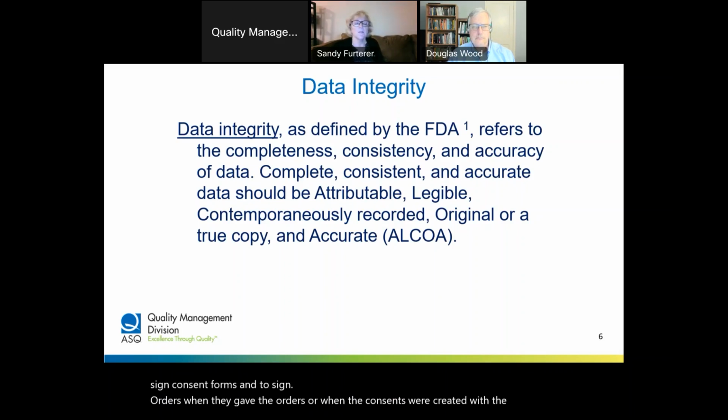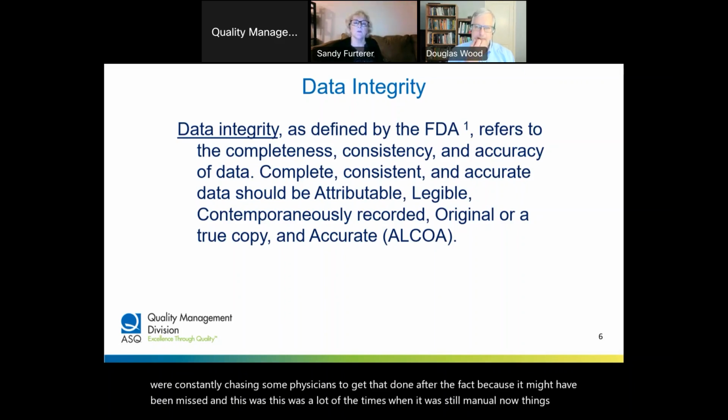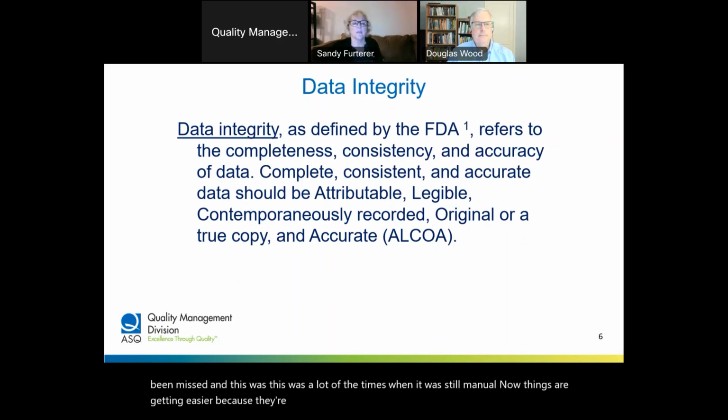And yet they were constantly chasing some physicians to get that done after the fact because it might have been missed. And this was a lot of the times when it was still manual. Now things are getting easier because they're more electronic, and that has made things a lot easier. You need to understand where's the original, what's the true copy, and what is the accuracy level.